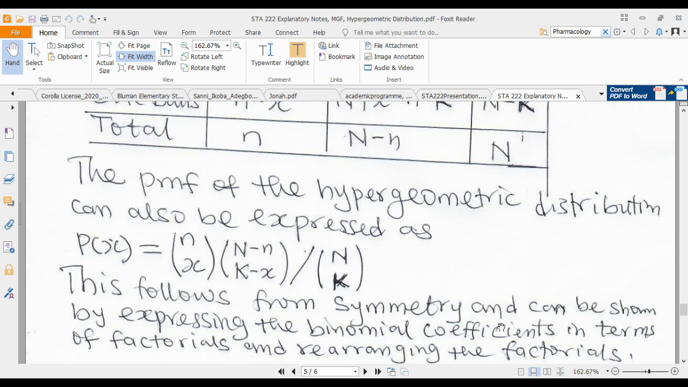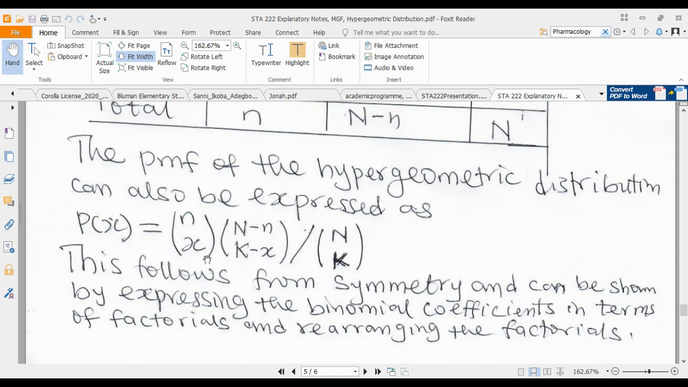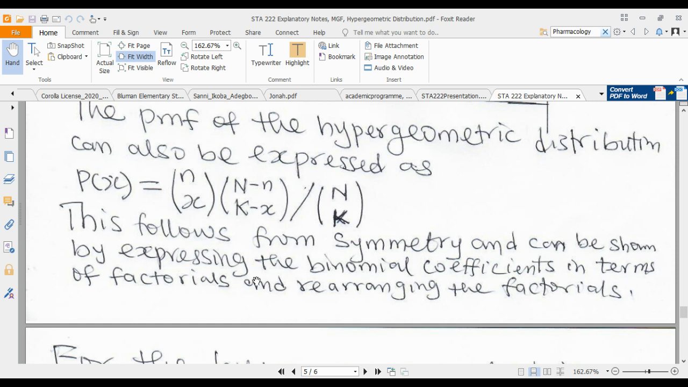The PMF of the hypergeometric distribution can also be expressed in the form P of x is equal to n combination x multiplied by capital N minus n combination K minus x, all divided by N combination K. And the reason for this is simple. It follows from the symmetry, and in a matter of expressing the PMF by way of the actual factorials. n combination x is equal to n factorial over n minus x factorial, then x factorial. The same thing you can express for N minus n combination K minus x. You can express it as a factorial as well, and so on.